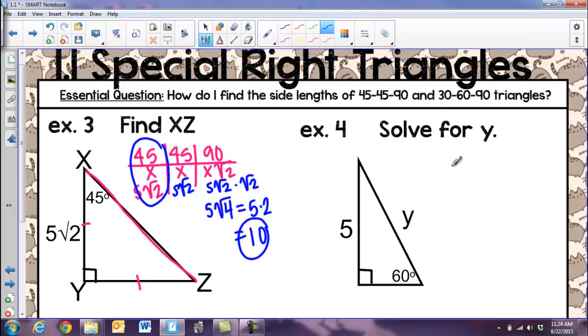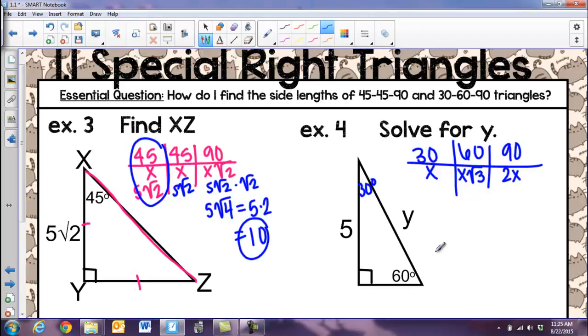Example 4, solve for y. Yay, I get a 30, 60, 90 triangle. So again, this is going to be your 30. And then I can set up my 30, 60, 90 chart. You're going to love this chart forever.